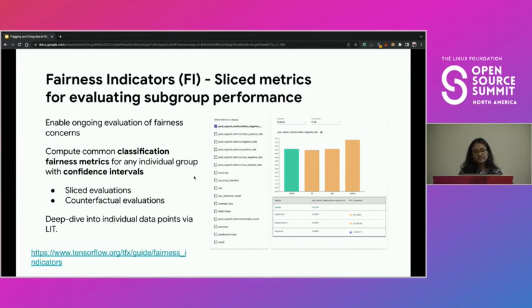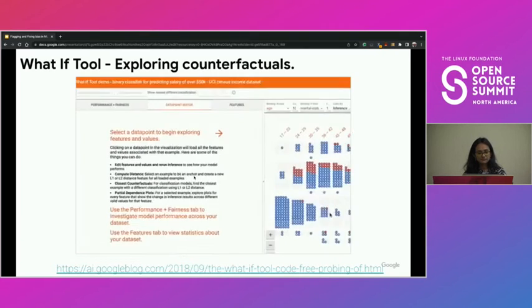And oftentimes when you deal with fairness, your data is going to be very sparse. You're not going to have enough information about each of these groups. So the Fairness Indicators toolkit comes with confidence intervals. It tells you how confident it is about each of these metrics. So you can even work with sparse data when it comes to these evaluations.